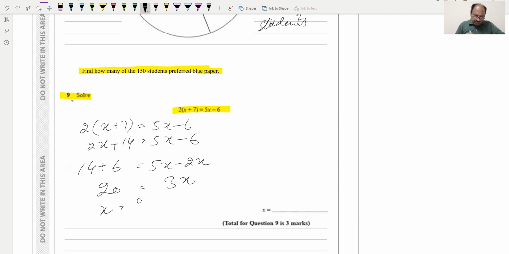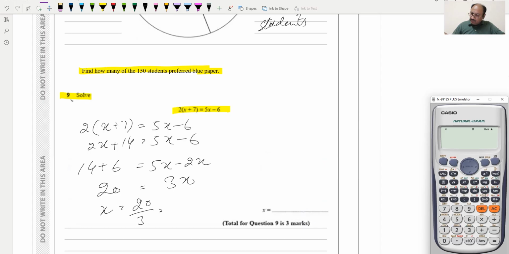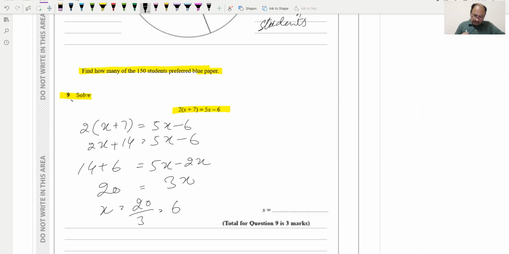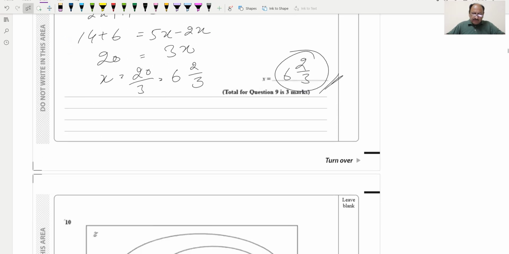x will be equal to 20 over 3, which can be written as, if we divide, or you can even use a calculator for this, 20 over 3 will be equal to this one, and shift, this will be 6 whole 2 by 3, and 6 whole 2 by 3 will be our final answer for this question. Hopefully you understood. This was a 3-mark question.